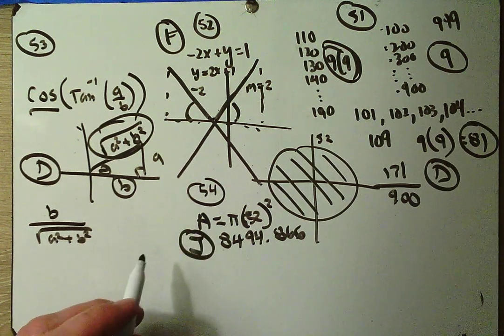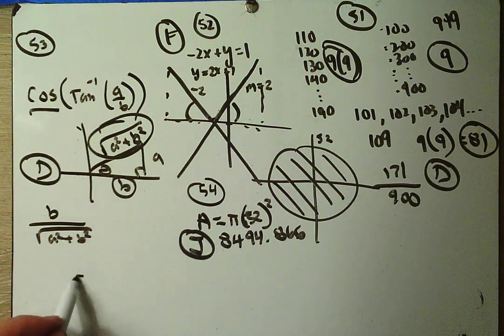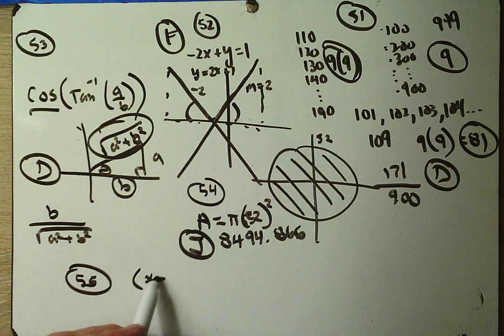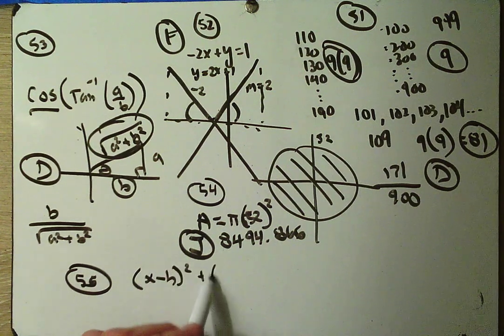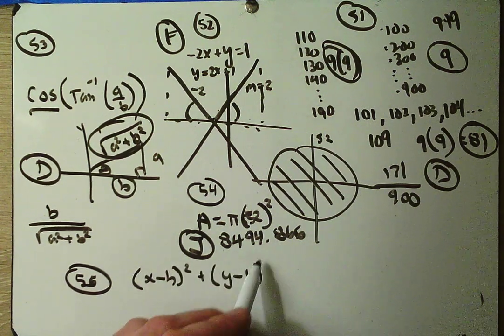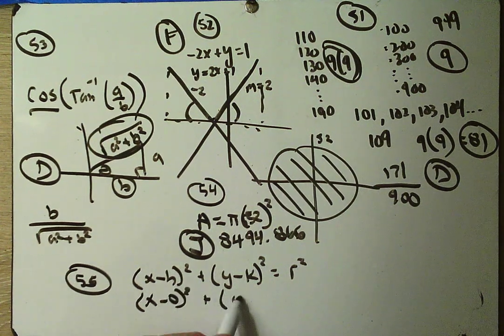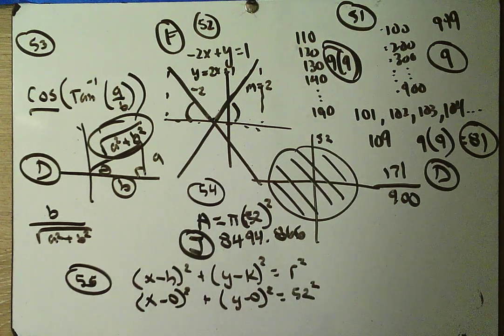Which of the following is the equation of the circle? Well, remember, for number 55, the equation of the circle is x minus h squared plus y minus k squared equals r squared. Our center is at the origin, so x minus 0 squared plus y minus 0 squared, and our radius is 52. Don't forget the squared. And so that's choice E for number 55.